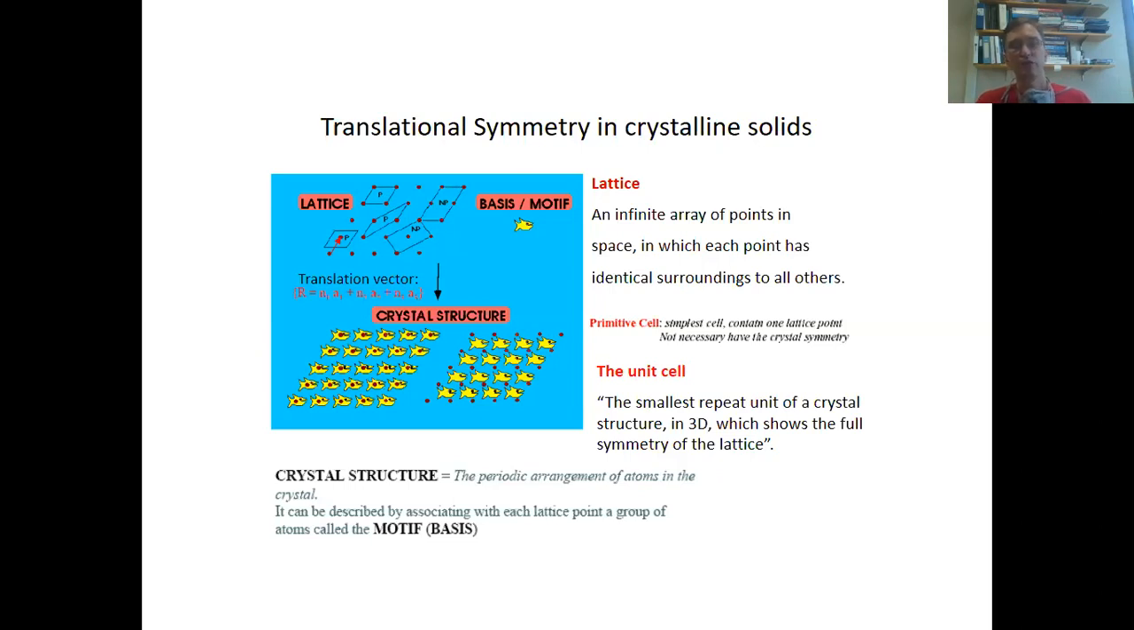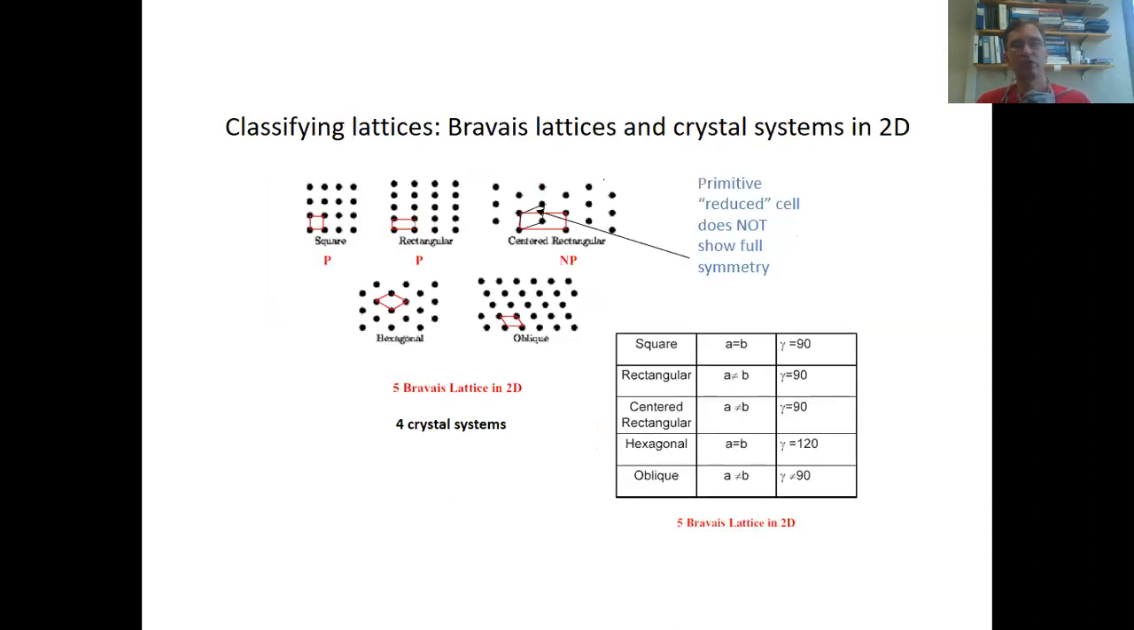So let us look more closely at unit cells and lattices. Again, the forward button does not function, or it functions with a very large delay, not clear exactly why.